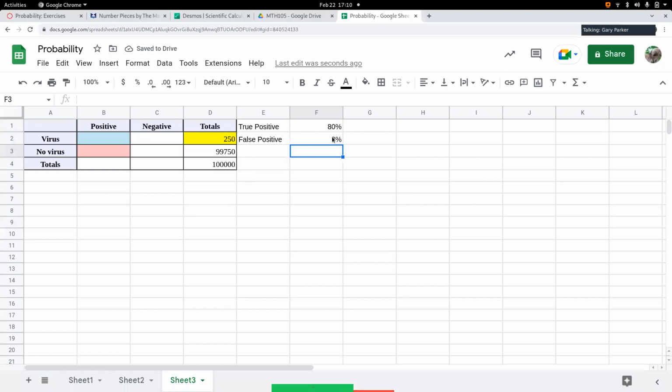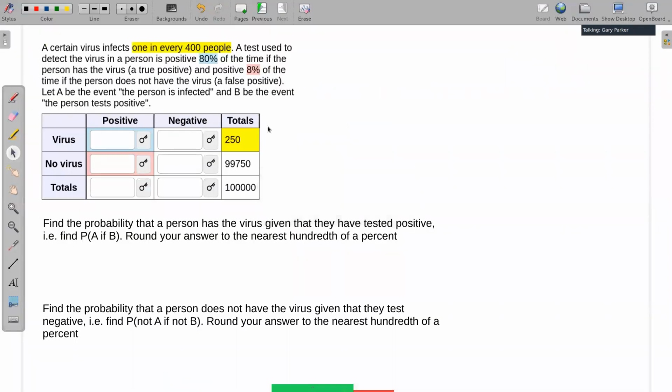So to make the calculations here, I just have to think about what does it mean to be a true positive, and that was given in the description. A test used to detect the virus in a person is positive 80% of the time if the person has the virus. So of all the people that have the virus, 80% of them will test positive. So that means I just focus on this first row.